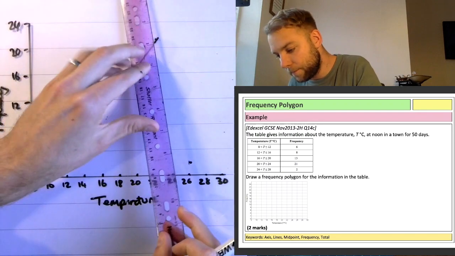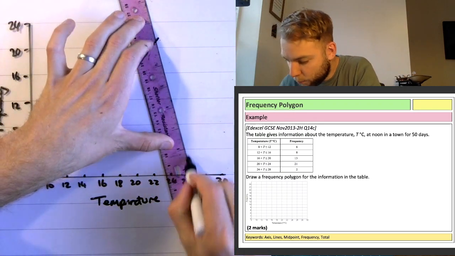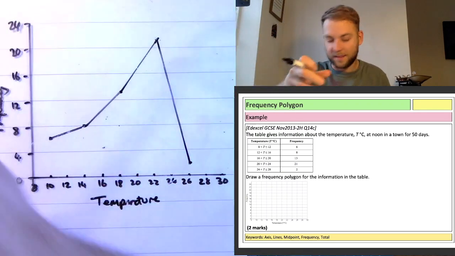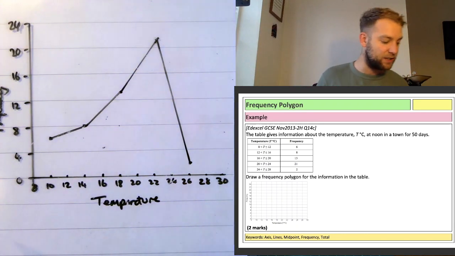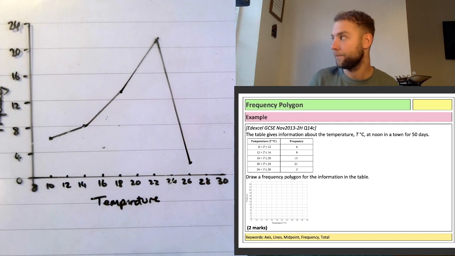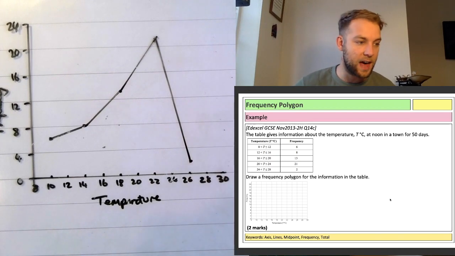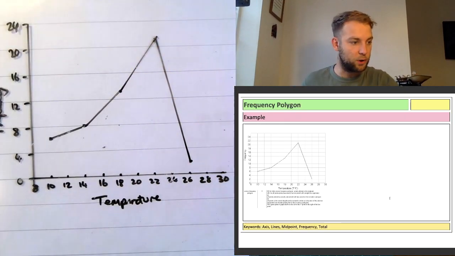And the last one, brilliant there, like so. And that's that question done. So when was that? That was Edexcel in 2013, that one. Okay, so let's just check that. Super duper, brilliant.